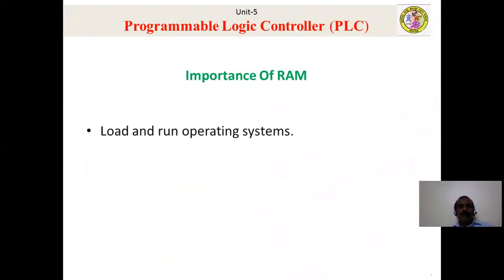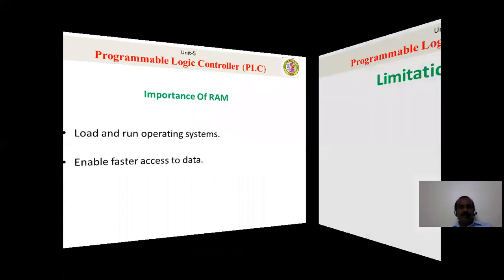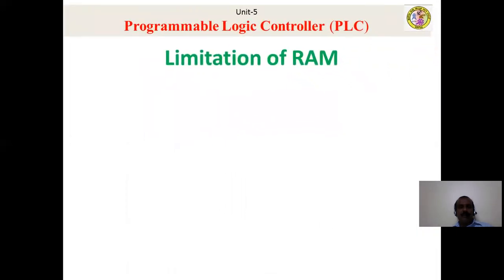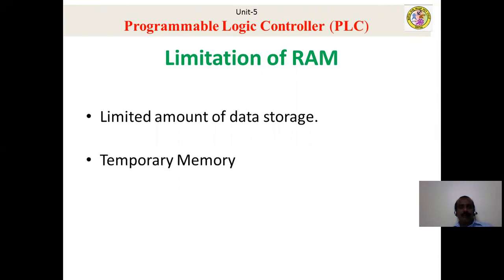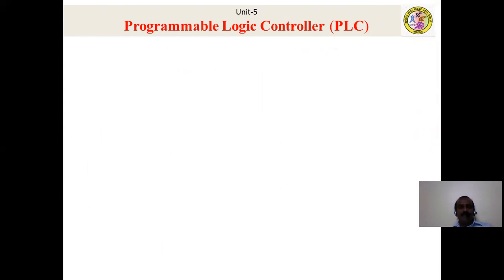What is the importance of RAM? The RAM is used to load and run the operating systems. It enables faster access to the data. The accessing time is reduced. Coming to the limitations of RAM, it has got limited amount of data storage, and it is mainly a temporary memory, and it is very expensive.